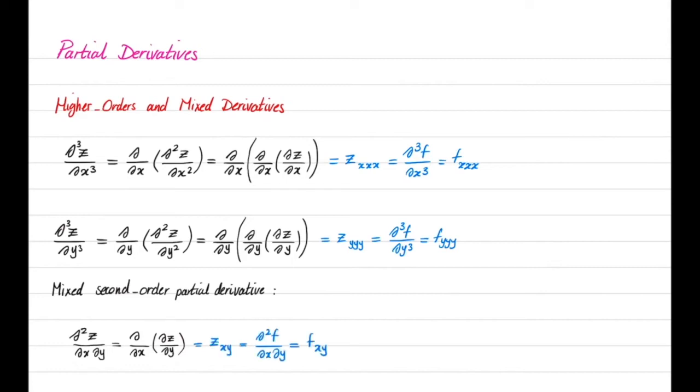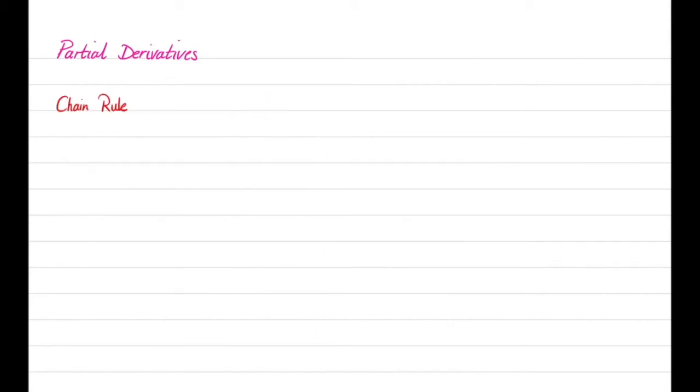Now let's extend the chain rule for the functions with two variables. Let's say that z is a function of u and v, where both u and v are a function of x and y. So now what will be the partial derivative of z with respect to x? In order to find this, we need to first find the partial derivative of z with respect to u, and then partial derivative of u with respect to x. Then we need to add the contribution of v.